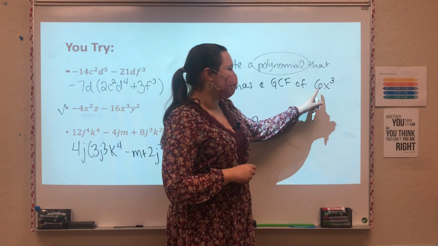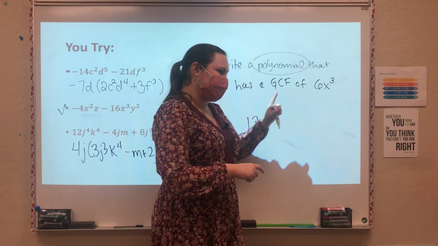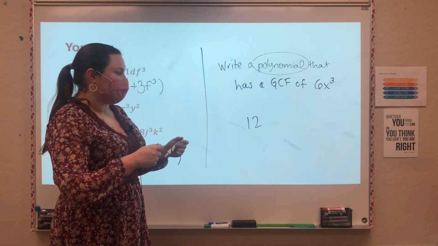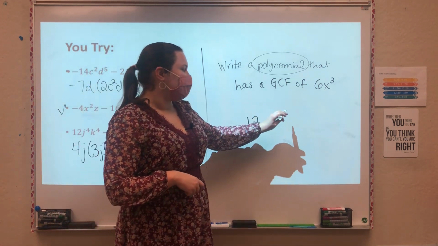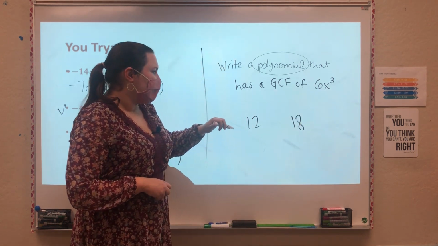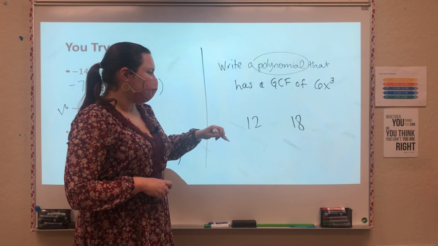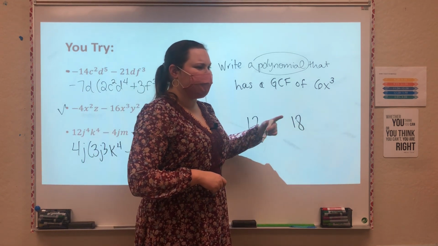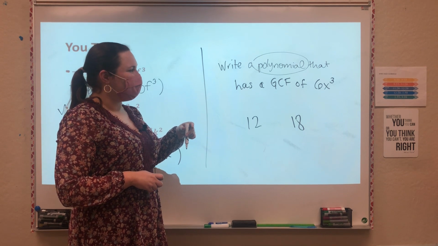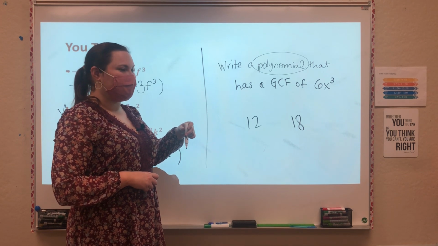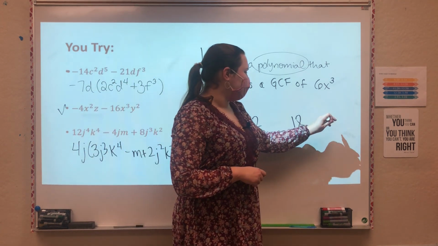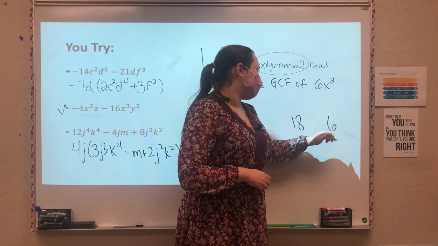So the first thing I heard you say is because the GCF is 6, we want to write down things that are multiples of 6. So 12 is a multiple of 6. What else? Plus like 18. Sure. How many terms do you want? Do you want 2, 3? Well, because it's a polynomial, it has to be more than one. Yep. You could do like 3, 12, 18, and 6. That would work.